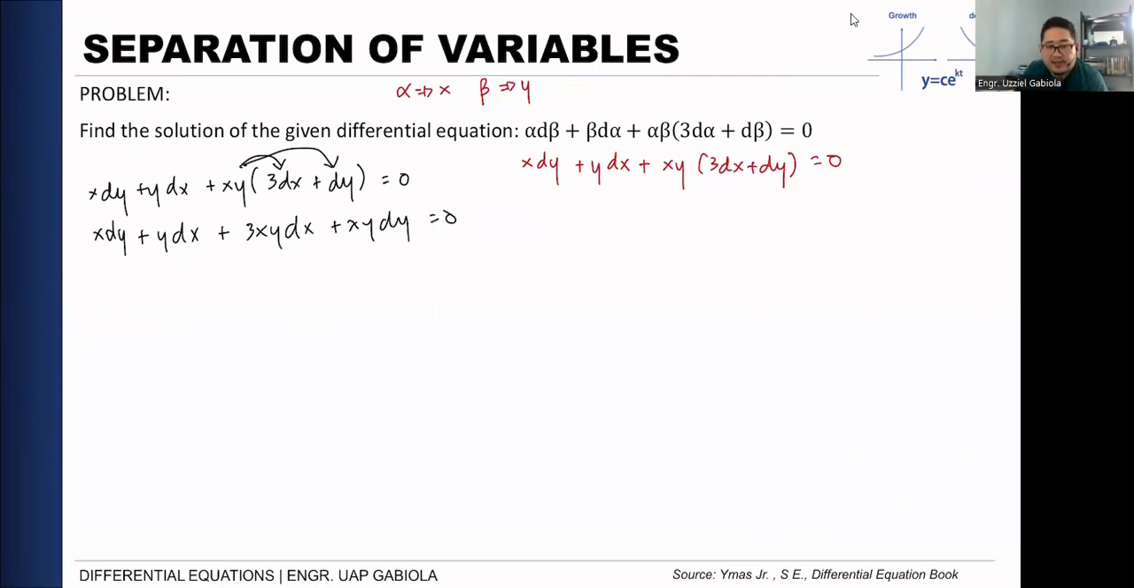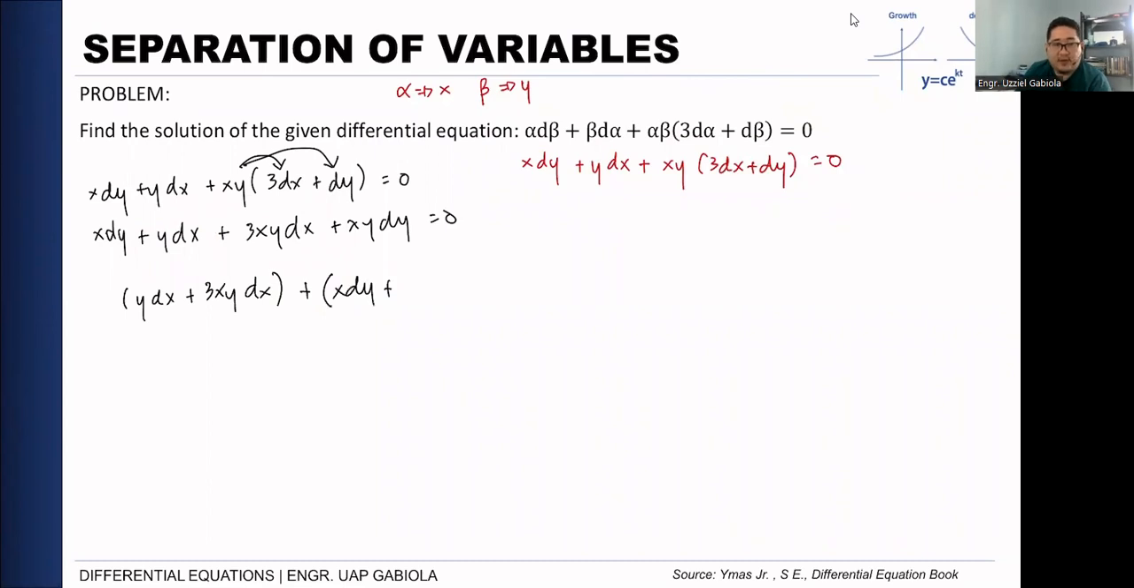Yan. So pag may ganyan tayo, ang kasunod nyo gagawin, i-group nyo yung lahat ng may dx and lahat ng may dy. So, sa dx muna tayo. Lahat ng may dx. So, may dx natin is ito, tsaka ito. Itong dalawa, no? So, group lang natin. So, y dx plus 3xy dx. Tapos, group natin yung may dy. So, x dy plus xy dy equals to 0.